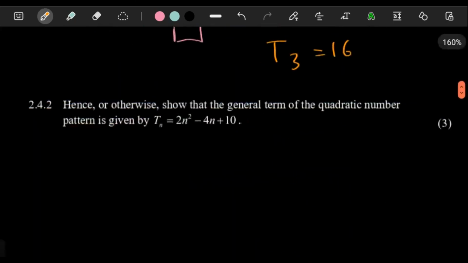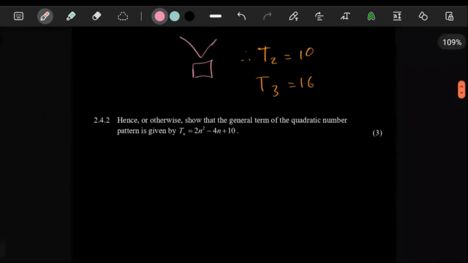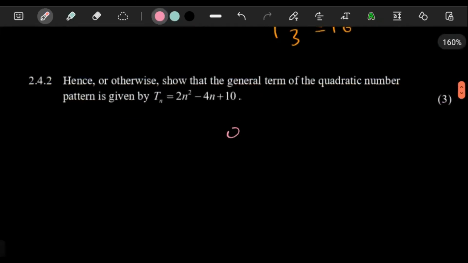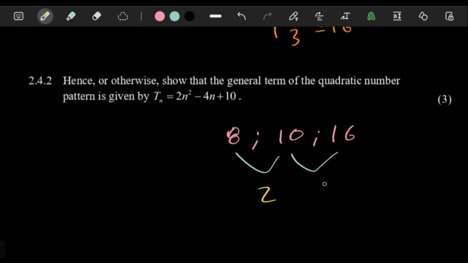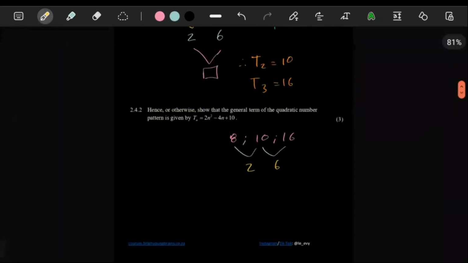For 2.4.2, it says, hence or otherwise, show that the general term of the quadratic number pattern can be given by this. So this is not a difficult question, because we have the sequence already. This is why you don't want to mess up in the beginning, because some of these questions will come back to bite you. If you got the first question wrong, you're losing marks here, because you won't be able to answer this.